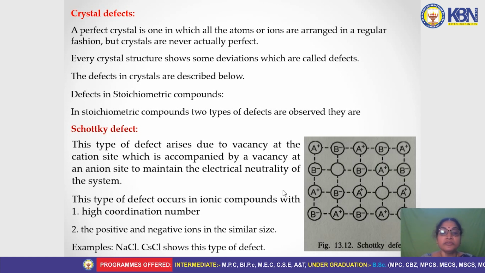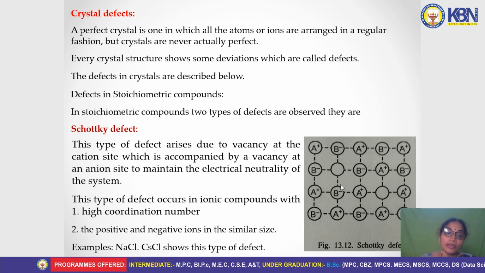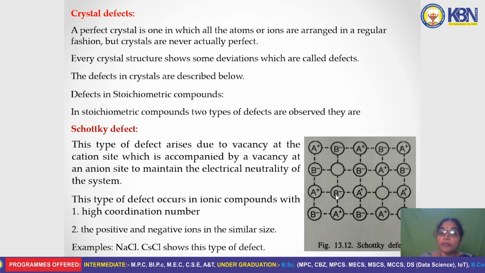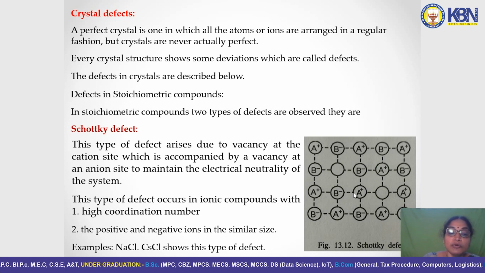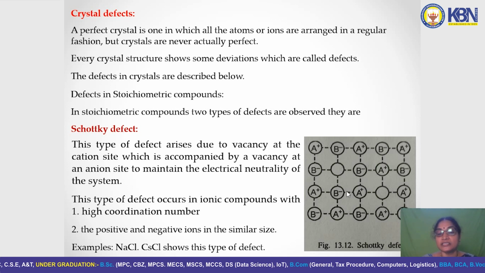Generally, this kind of defect is observed in ionic compounds with high coordination number, where the positive and negative ions are of similar size. Examples are sodium chloride and cesium chloride, which show this type of defect, that is, Schottky defects.